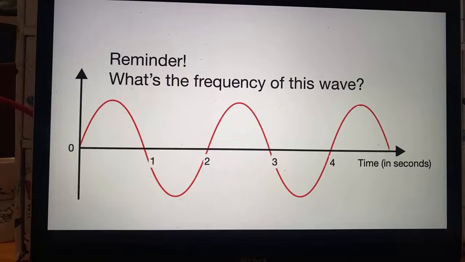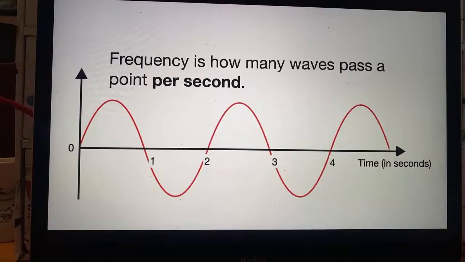I guess frequency is a word we use in everyday life, isn't it? How frequent is something? Yeah, that makes sense. If I said to you, how frequently does your neighbour cut their grass? Or how frequently do you blow your nose when it's the summertime? Frequency is how many waves pass a point per second.